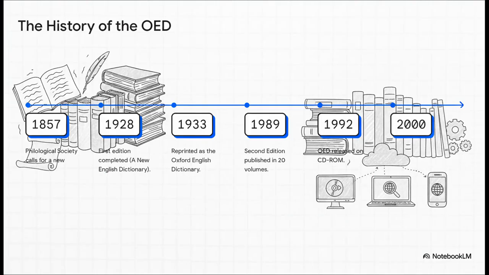And this timeline just shows you what a monumental task it was, and still is. They started this thing way back in 1857. It took over 40 years just to finish the first edition. And look at its evolution, from a huge 20-volume set of books to a CD-ROM in the 90s, and now to a constantly updated online resource. It's a living, breathing project that's always a work in progress.